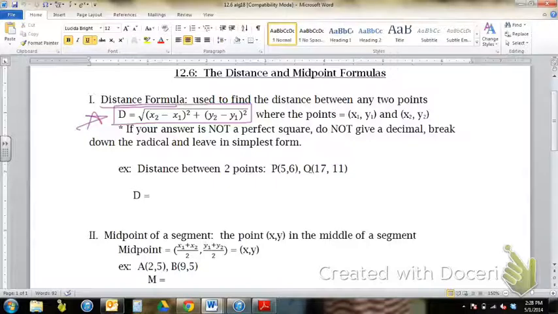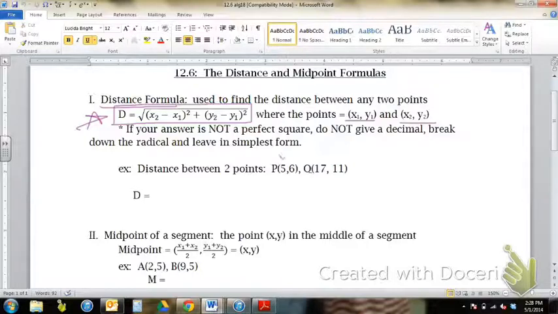And x1, y1 and x2, y2 come from two different points. Okay, so the first point is x1, y1, and the second one is x2, y2. It just helps you know which order to use. So, if your answer is not a perfect square, don't give me a decimal, break down the radical and leave it in simplest form. So let's see what happens here.